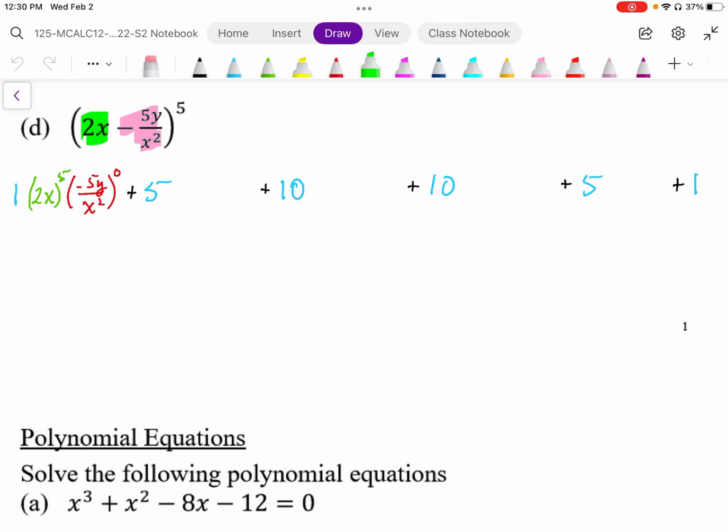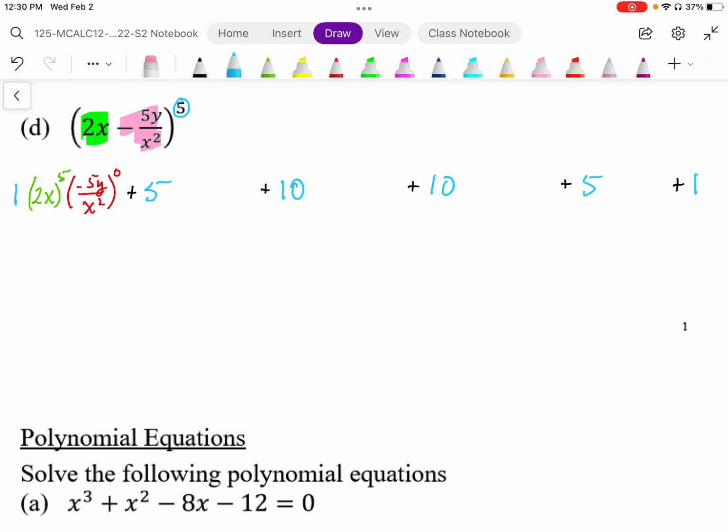For the binomial expansion of D, we first want to identify that it is a power 5. That means we go to the fifth row to get the coefficients. So I've written in the coefficients in blue, 1, 5, 10, 10, 5, 1. And then we want to identify the two different parts.